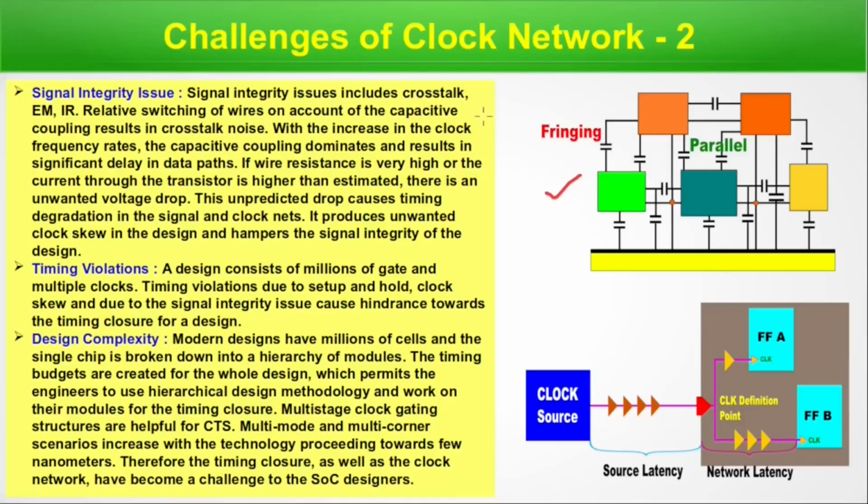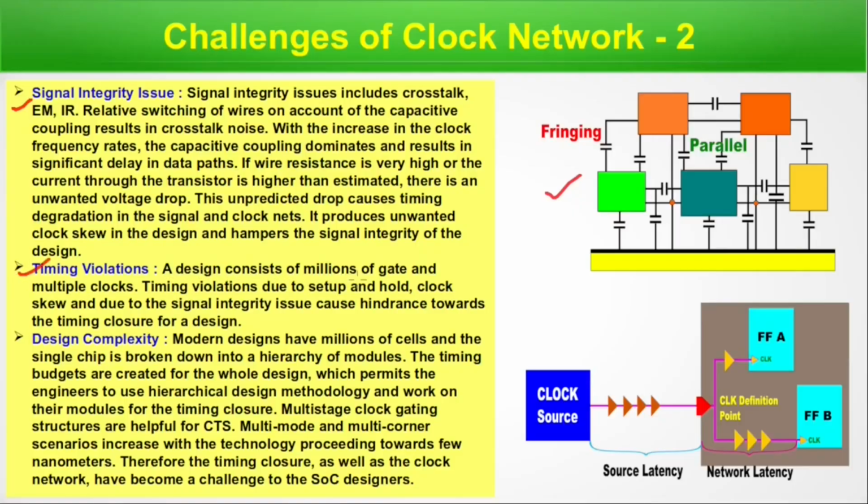That thing is crosstalk. The relative pitching of wires on account of capacitive coupling results in crosstalk noise. With increase in the clock frequency rates, the capacitive coupling dominates and results in significant delay in data paths. If wire resistance is very high or the current through the transistor is higher than estimated, there is an unwanted voltage drop. This unpredicted drop causes timing degradation in the signal and clock nets. It produces unwanted clock skew in the design and hampers the signal integrity of the design. We need to save the clock network from the signal integrity issue.